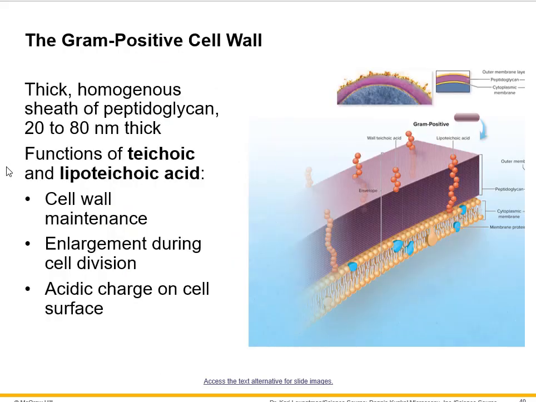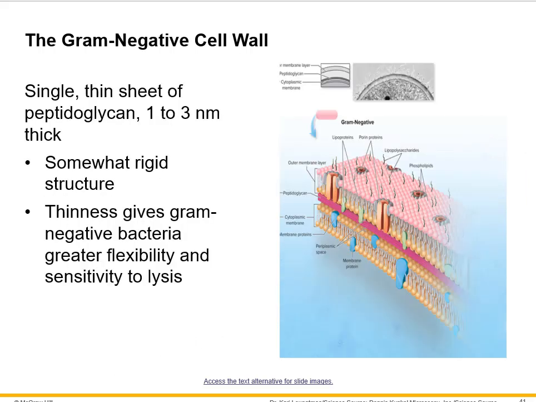So again, the gram-positive cell wall is very thick, about 20 to 80 nanometers thick, in fact, and it has the teichoic acid, which is involved in cell wall maintenance, kind of holding things together, enlargement during cell division, and acidic charge on the cell surface. So it gives the cell a negative kind of charge.